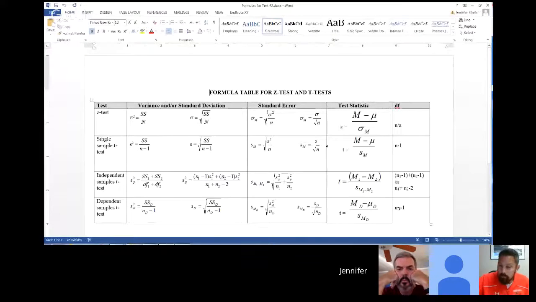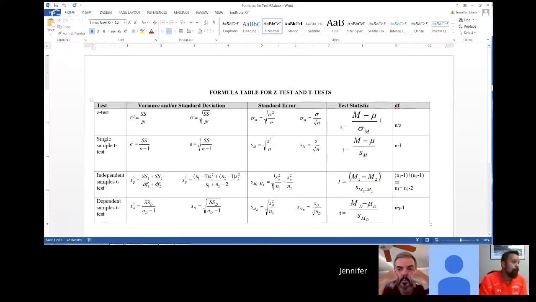And let me screen share real quickly to make sure you guys have seen this formula sheet that you'll have available to you during the test. And this really gives you all the formulas that you need. It gives you formulas for variance or standard deviation in the first column, for standard error, which you need because that goes in the denominator when you calculate the test statistic, which is in the third column. And then it also tells you what your degrees of freedom are. So it shows it for each of the 4 tests that you're going to be asked to do.